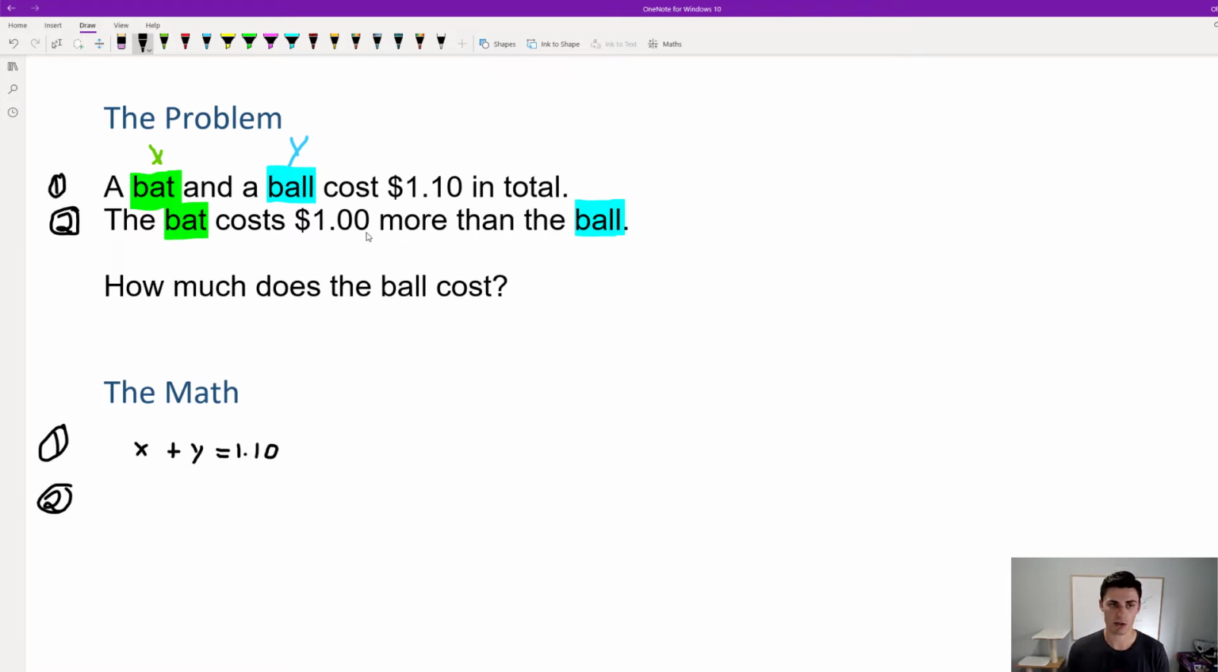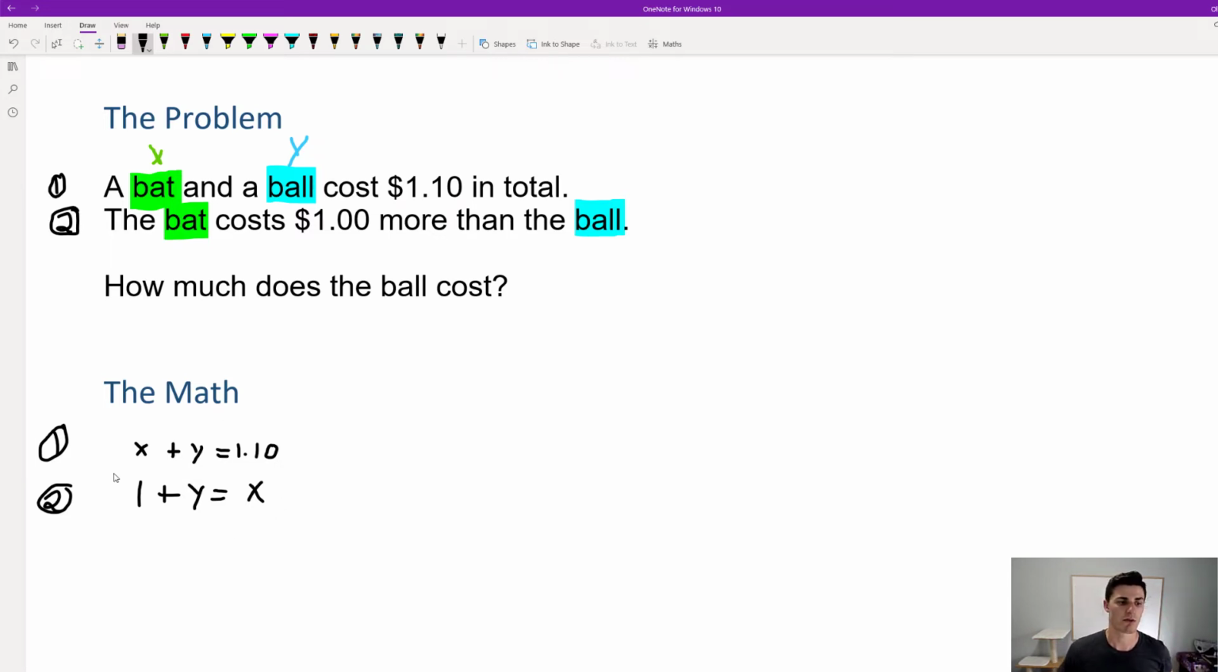So that means the ball is a cheap thing. You add $1 to that, you get the price of the bat, right? So the ball, which is Y, plus 1 is equal to the bat. Maybe I'll write them under each other so it might make a little more sense. $1 plus Y, you get $1 plus the price of the ball, you get the price of the bat, X. So X is equal to $1 more than the ball, if that makes sense.